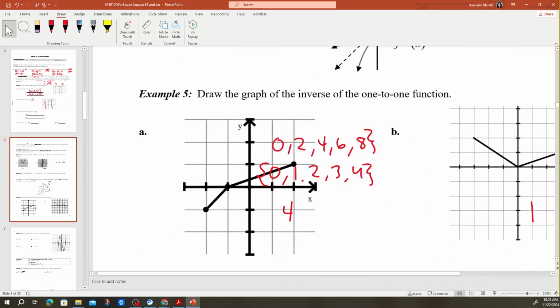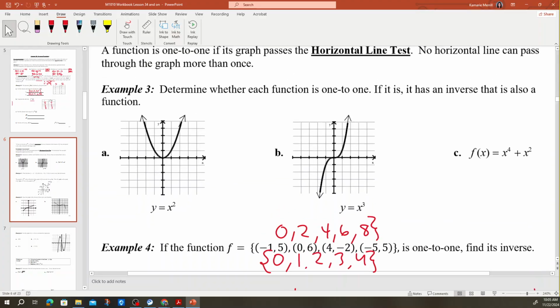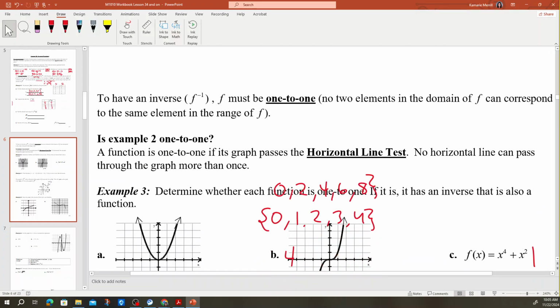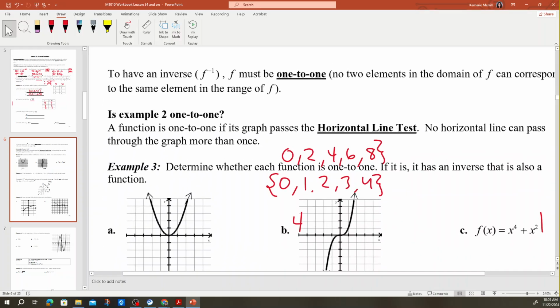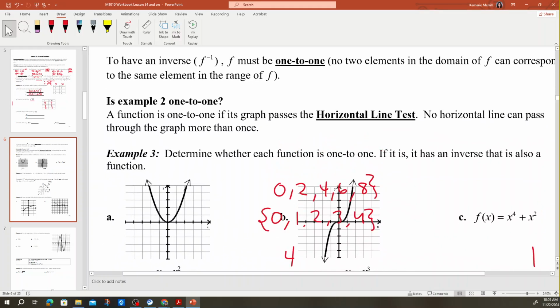I don't know why it's being weird again. It's not letting me erase, so there is a problem. I might have to close it and open it, maybe. Let me close this and open it.